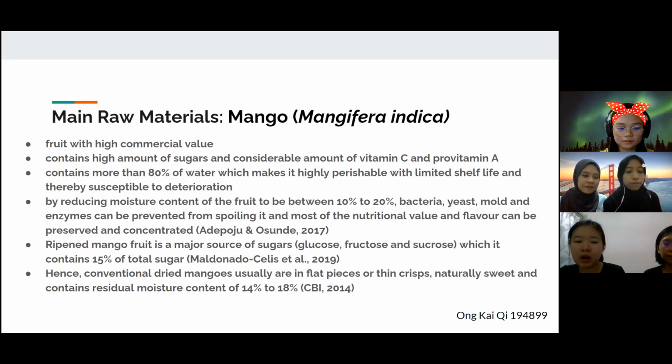Besides, ripened mango fruit is a major source of sugar, containing 15% total sugar. Hence, conventional dried mangoes are usually in flat pieces or thin crisps, naturally sweet without any additives, and contain a residual moisture content of 14 to 18%.